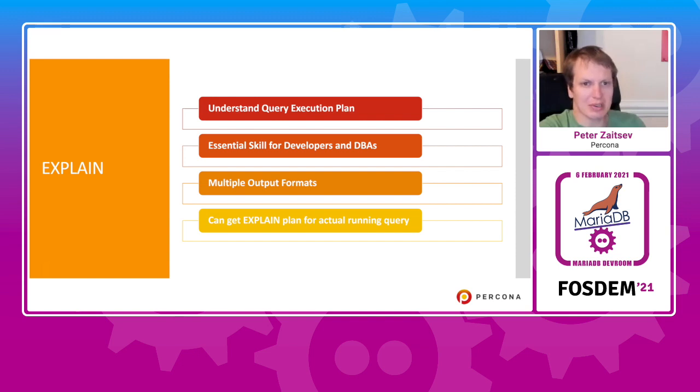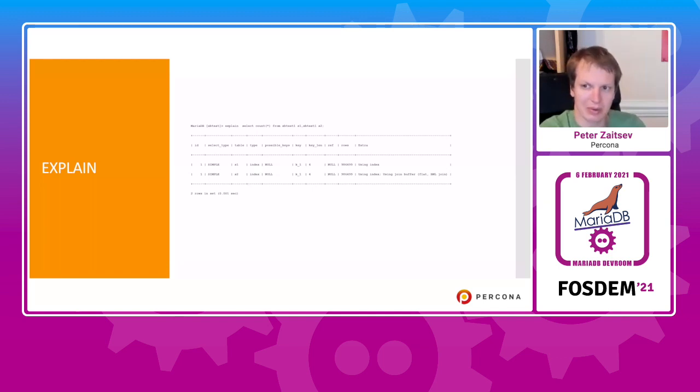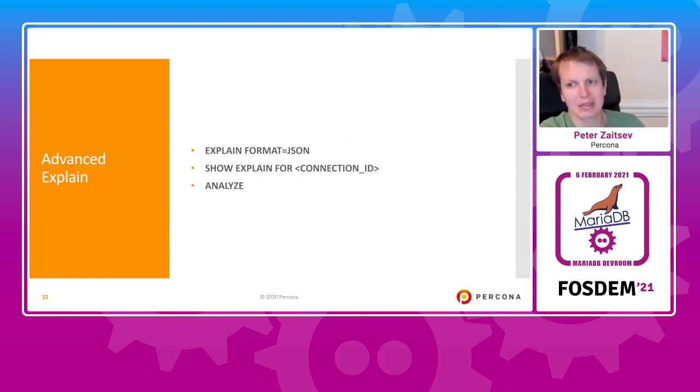Explain in MariaDB has multiple output formats you can use. You can also run explain for a currently running query. For example, you find a query running very slow for some reason, already for 15 minutes. You can just run explain on it. Here is your standard explain, which is output as a table. But there are also some advanced explain features. Like I mentioned, you can get explain output in JSON format. You can use show explain for connection, in which case you will provide the connection ID.